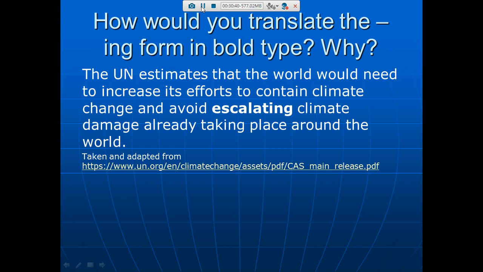So, for example, let's take this case taken from the UN webpage. The UN estimates that the world would need to increase its efforts to contain climate change and avoid escalating climate damage already taking place around the world. How would you translate escalating?